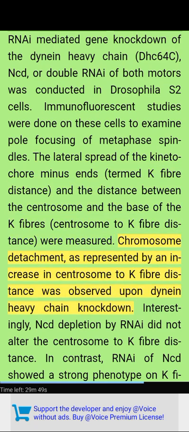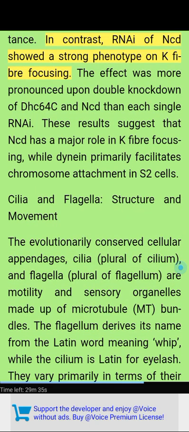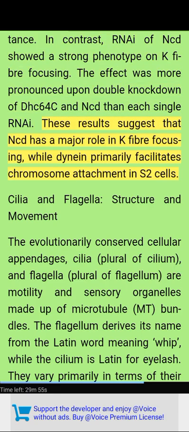Chromosome detachment, as represented by an increase in centrosome to K-fiber distance, was observed upon dynein heavy chain knockdown. Interestingly, NCD depletion by RNAi did not alter the centrosome to K-fiber distance. In contrast, RNAi of NCD showed a strong phenotype on K-fiber focusing. The effect was more pronounced upon double knockdown of DHC64C and NCD than each single RNAi. These results suggest that NCD has a major role in K-fiber focusing, while dynein primarily facilitates chromosome attachment in S2 cells.